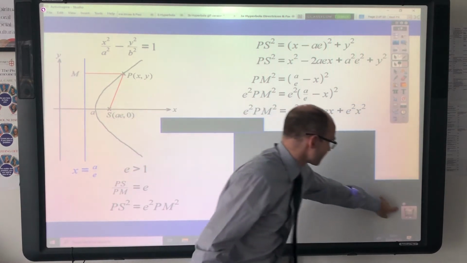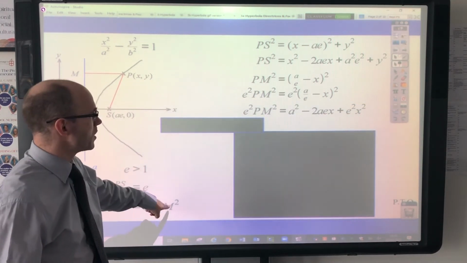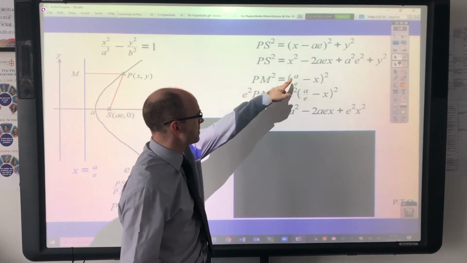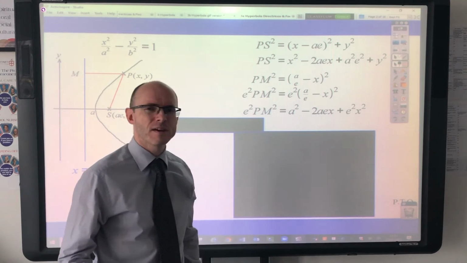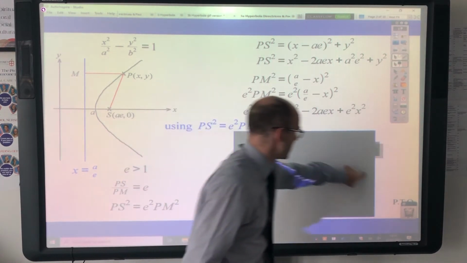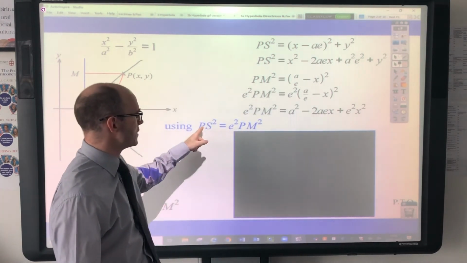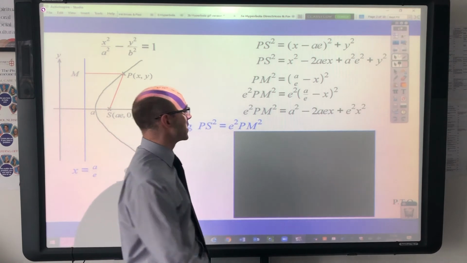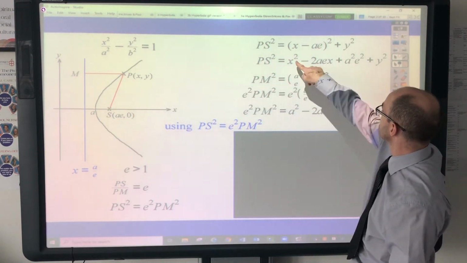And then, because we're interested in this result here, E squared multiplied by PM squared, E squared multiplied by this, expand the brackets, we get that. If that was a bit too quick for you, just replay the video. And then we're going to use the result that these two are equal. In other words, we're going to set that part there equal to that part there.